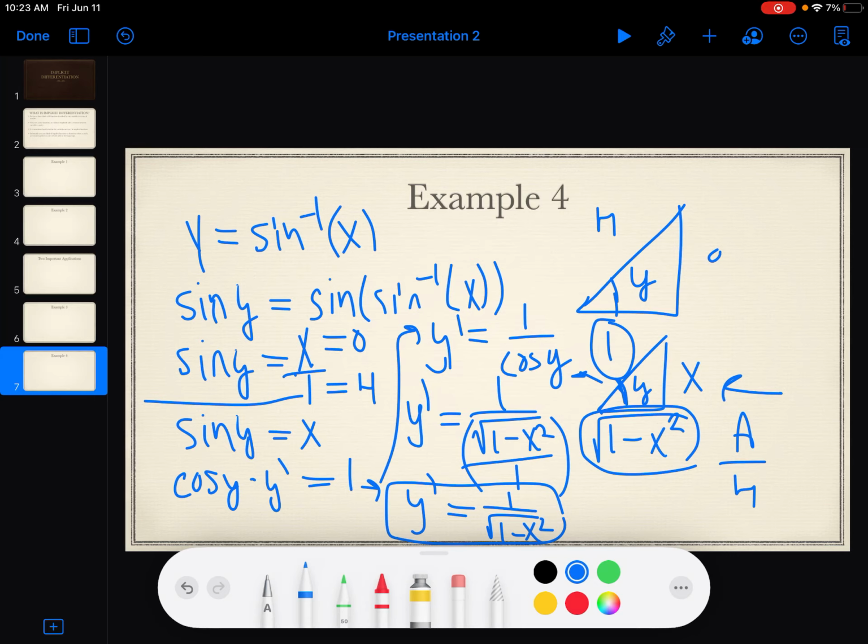And I'll be talking about it more in a video on just taking the derivative of inverse trig functions.